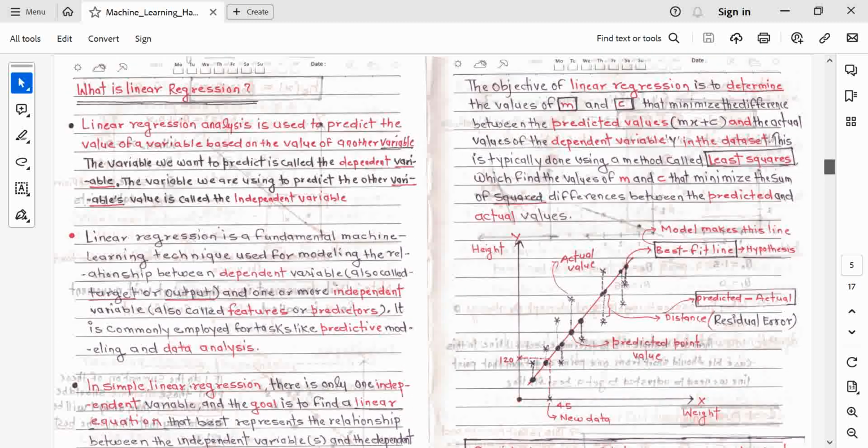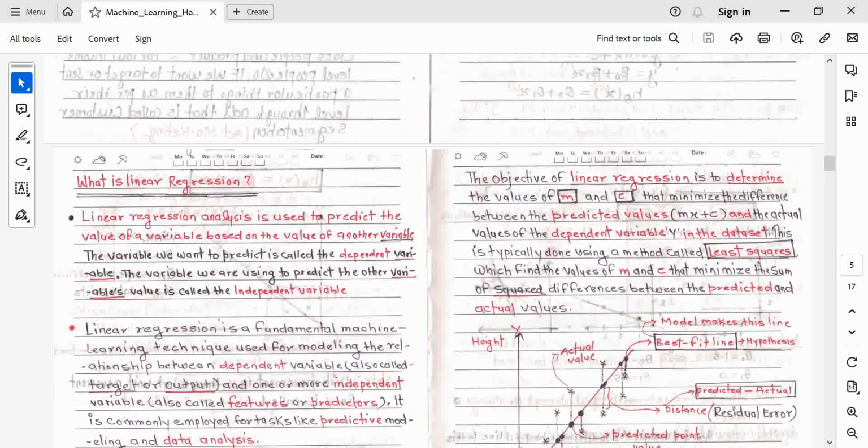In the following figures, we take some examples. The objective of linear regression is to determine the values of m and c that minimize the difference between the predicted value mx plus c and the actual value y in the dataset. This is typically done using a method called least squares, which finds the values of m and c that minimize the sum of squared differences between the predicted and actual values.